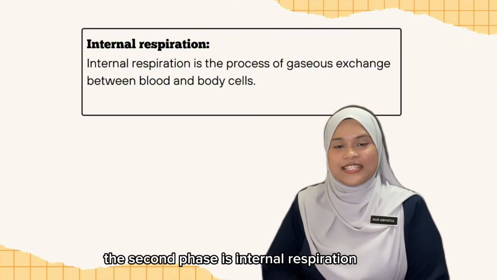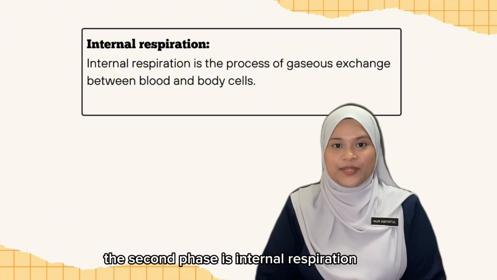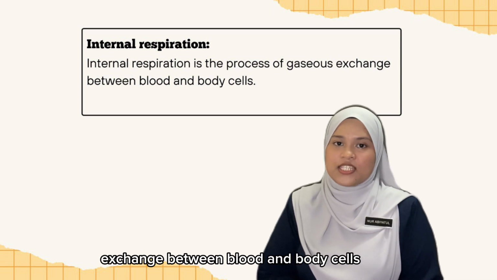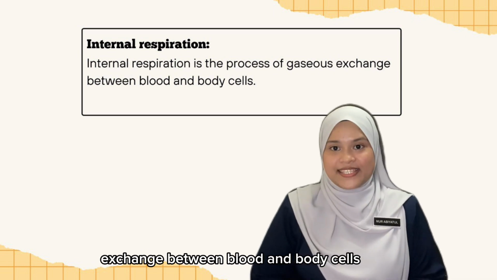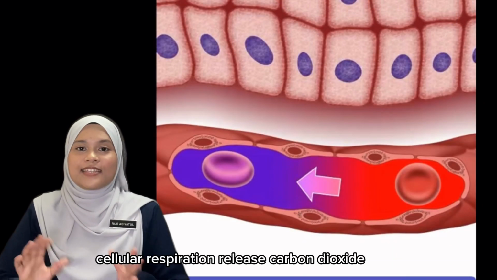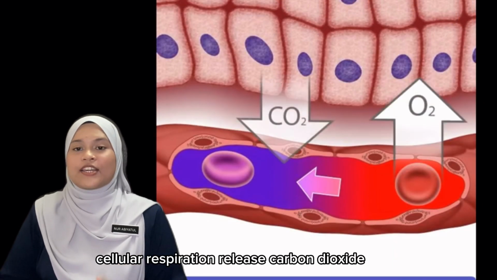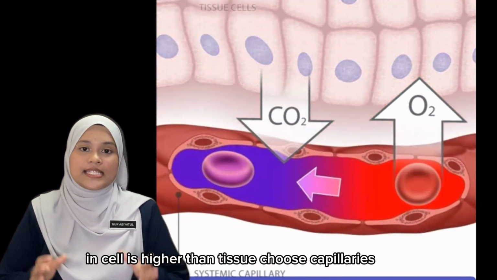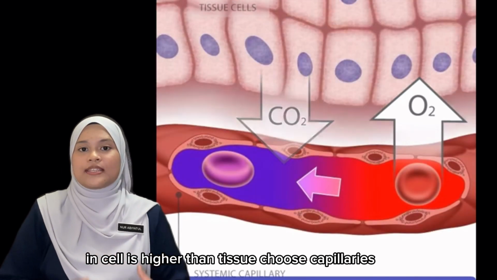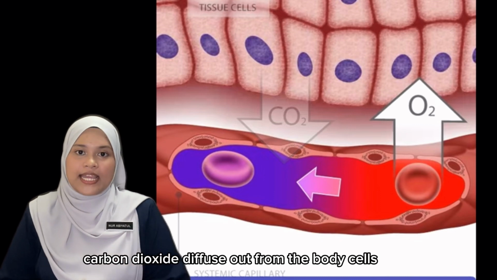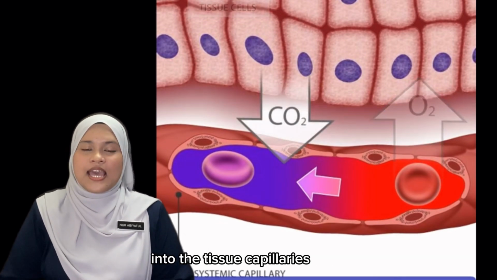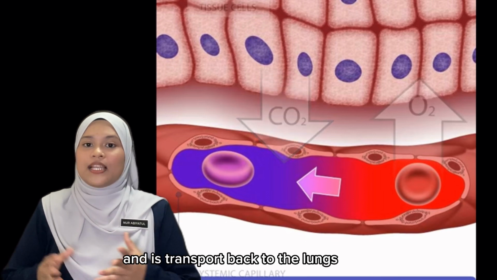The second phase is internal respiration. Internal respiration is the process of gas exchange between blood and body cells. Cellular respiration releases carbon dioxide. The partial pressure of carbon dioxide in the cell is higher than in the tissue capillaries. Carbon dioxide diffuses out from the body cells into the tissue capillaries and is transported back to the lungs.